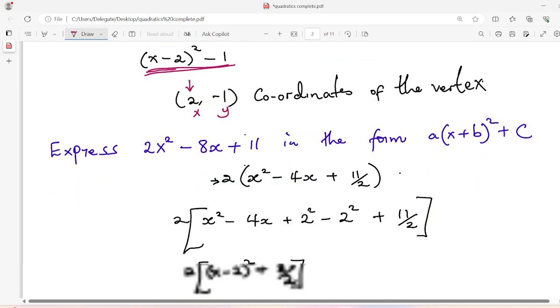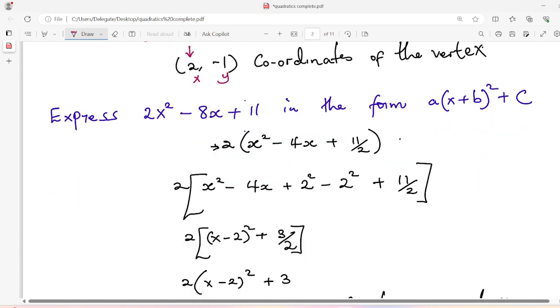We go to the next example. We are also going to express this quadratic equation in the form of a into x plus b squared plus c. So we need to complete squares. Before you begin completing squares, you're supposed to make sure that the coefficient of x squared is positive 1. So I pull out this 2 from the whole equation.